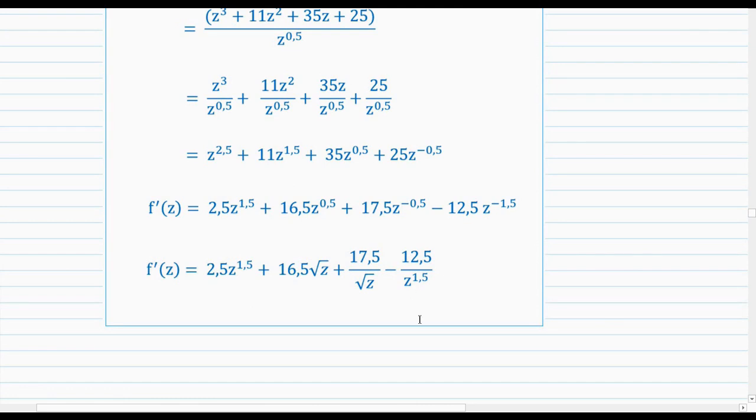We can now move on to the next section of the topic, which is equations of tangents.